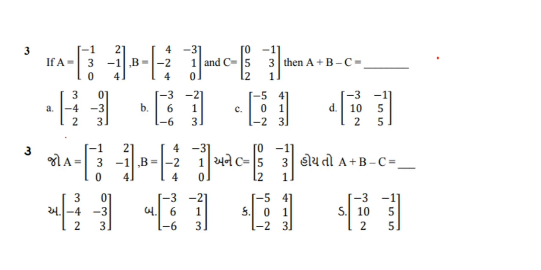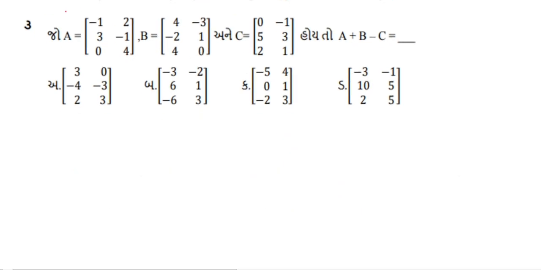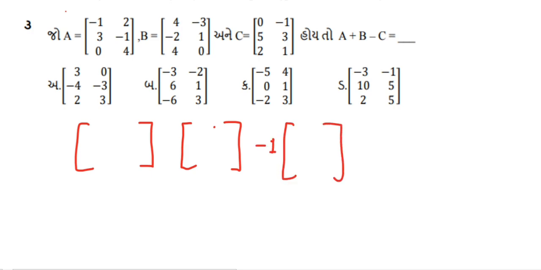Coming to the next question, there are 3 matrices and they have asked us to find A plus B minus C. Let me take some space and solve this. It is very simple. For A you write the same matrix, for B also you write the same matrix. For minus C, just put a -1 and write the C matrix, so definitely all the signs will change due to the negative sign. Now the matrix will become like this.